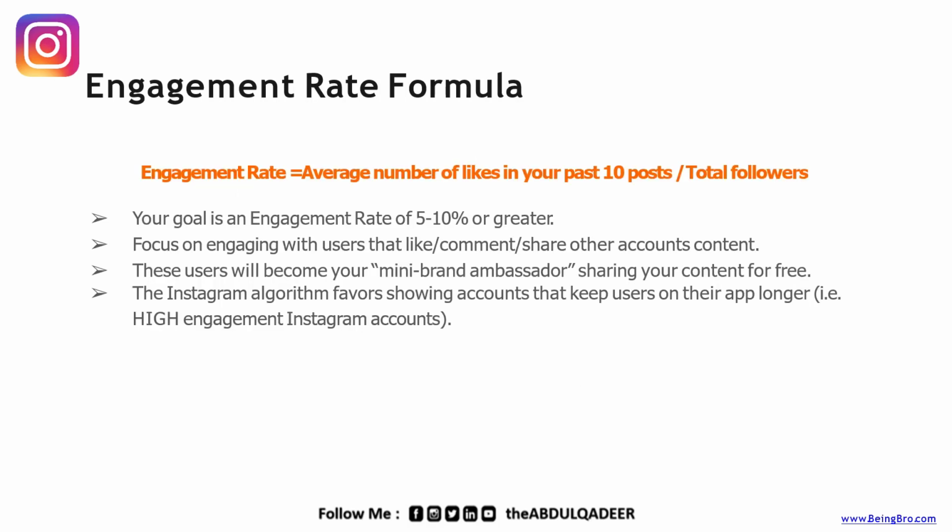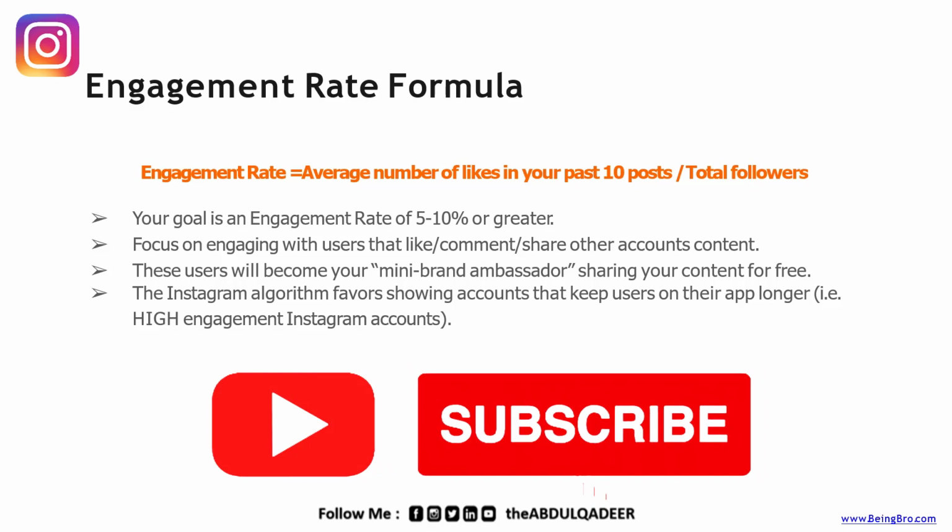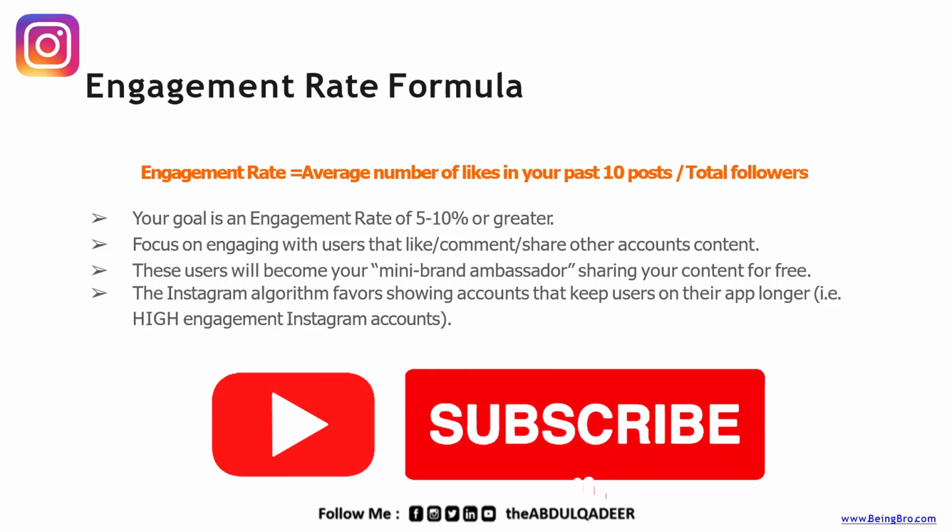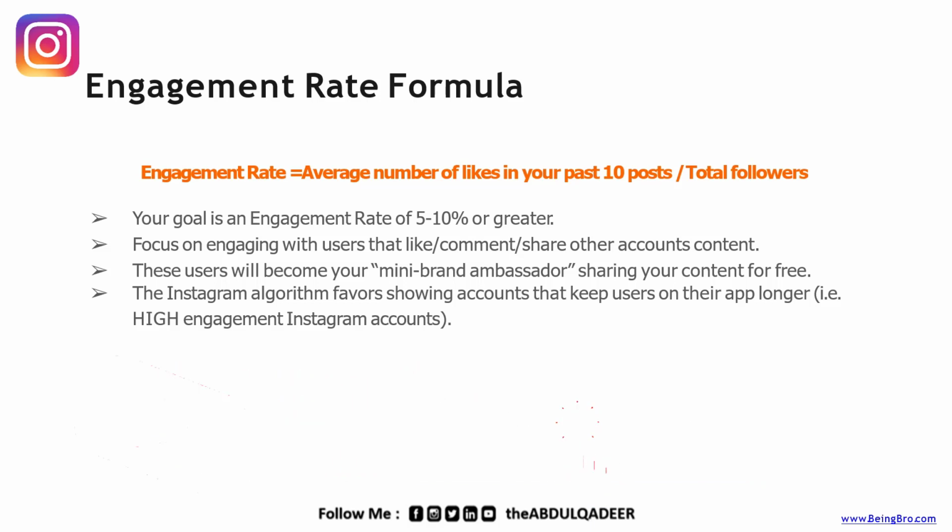And the engagement rate formula: engagement rate is equal to the average number of likes in your last 10 posts divided by total followers. Your goal is an engagement rate of 5 to 10% or greater. So focus on engaging with users that like, comment, share and share other accounts' content. These users will become your mini brand ambassadors, sharing your content for free. And the Instagram algorithm favors showing accounts that keep users on the app longer. It means higher engagement Instagram accounts.